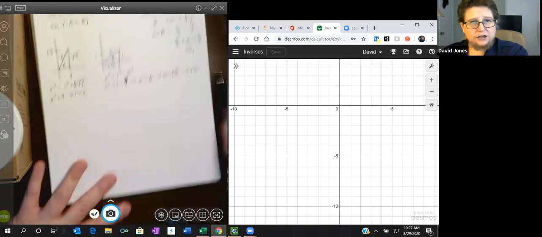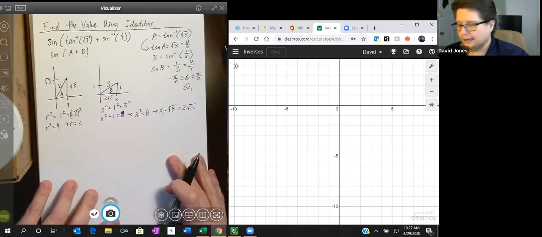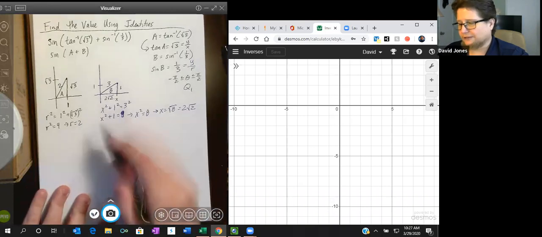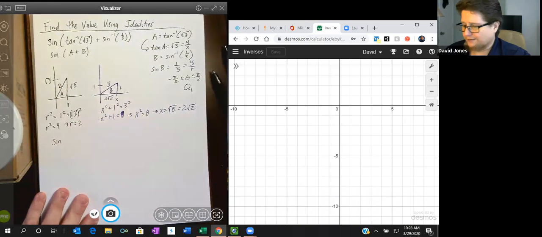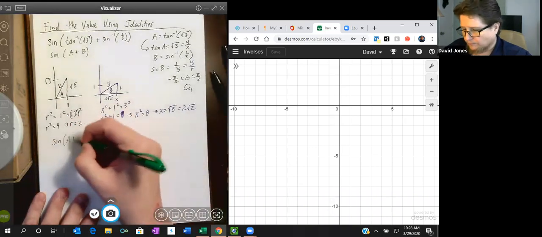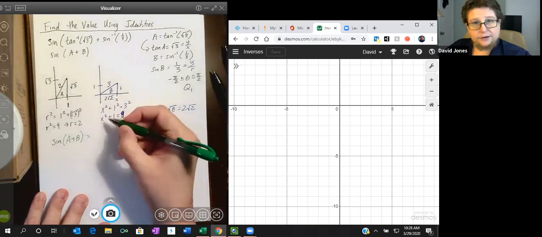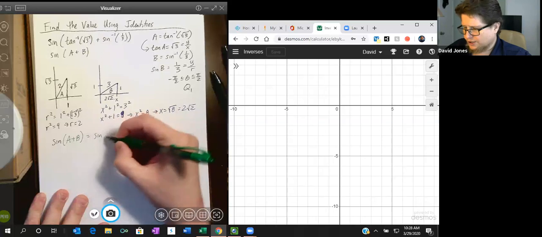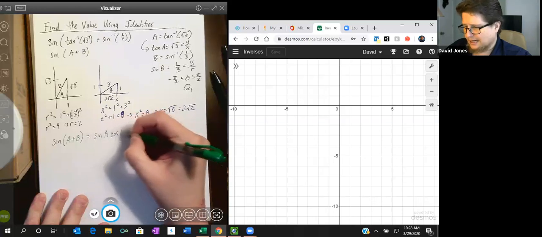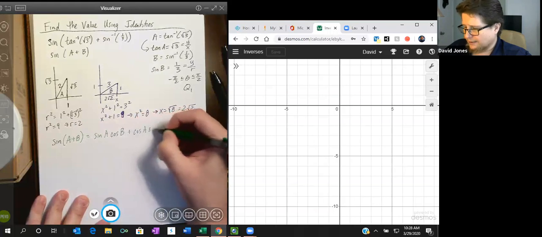Okay, so I've just figured out what my angles look like, and I can get all the trig values now. So sine of a plus b, what was the formula for sine of a plus b? You remember? Sine switched values. We had sine a cosine b, and then we had cosine a sine b.